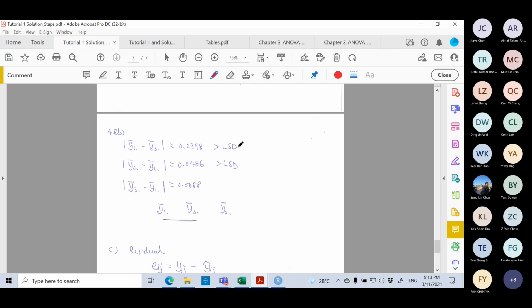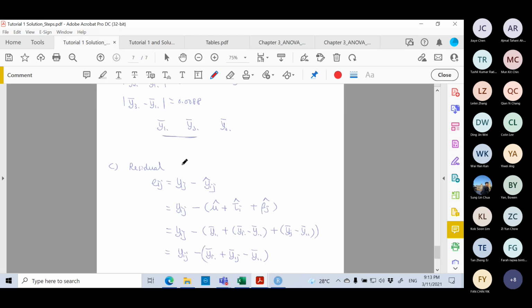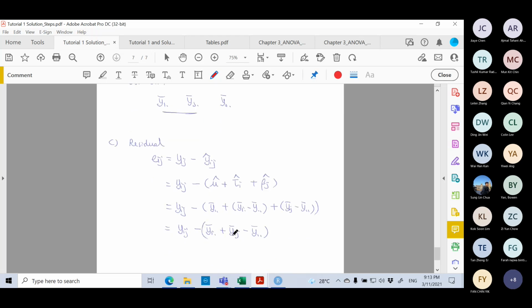So this type of post hoc test is very important. You can see in which combination there is a difference. If there is no difference, then they can be used interchangeably. And then over here, I also showed you the residual formula.